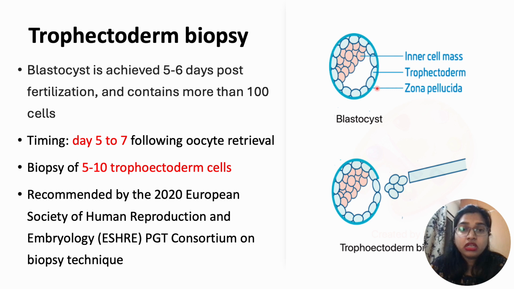See, this is the blastocyst, and this is the inner cell mass. These are the trophectoderm cells, and outside is the zona pellucida. So we have to puncture the zona pellucida. We have to take 5 to 10 cells of the trophectoderm, and this is the genetic material we can get. This trophectoderm biopsy is recommended by the 2020 European Society of Human Reproduction and Embryology, that is the ESHRE PGT Consortium, on biopsy technique.